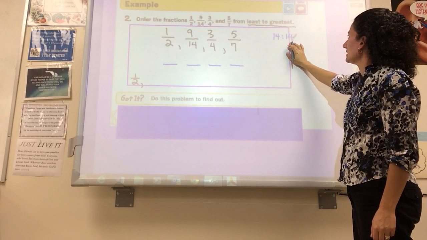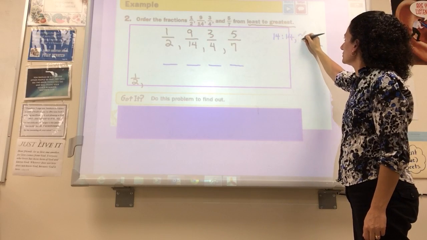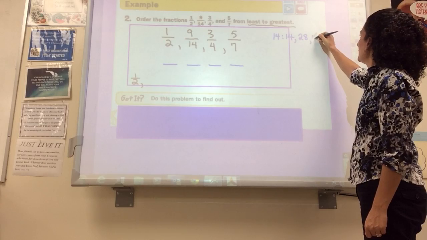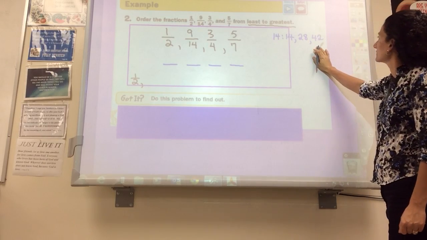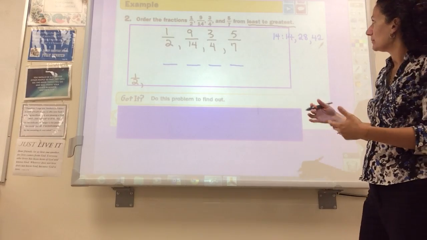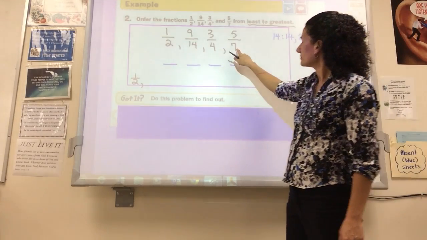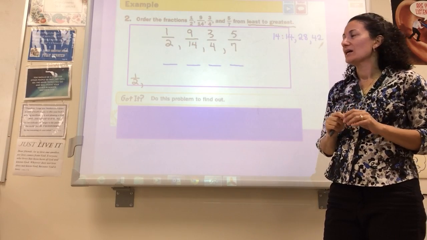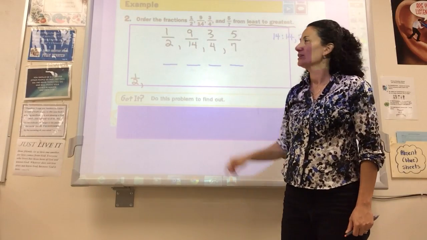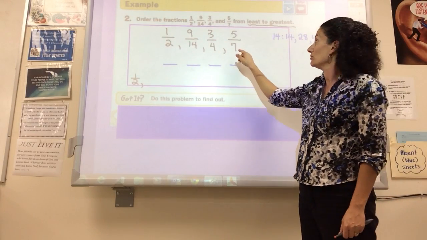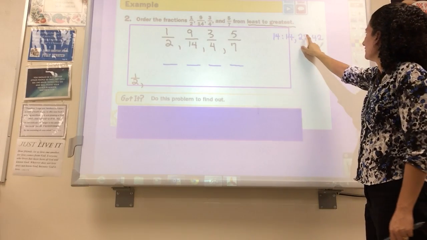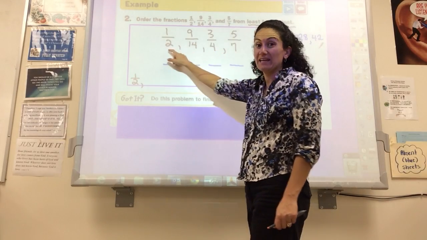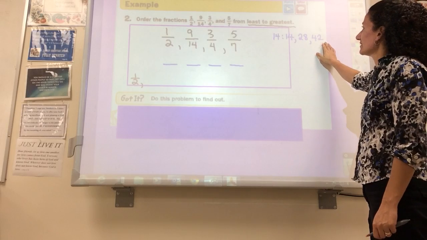So 14 times 1 is 14. 14 times 2 is 28. If you keep going, 14 times 3, that's going to give me 42. I'm going to stop there, and I'm going to now, since I've got 3 multiples, try the 7s and the 4s and the 2s. And pause for a minute. You know your 2 times tables. You know your 4 times tables. And you should know your 7 times tables. Are any of these multiples also multiples of 7 and 4 and 2? Take a look.